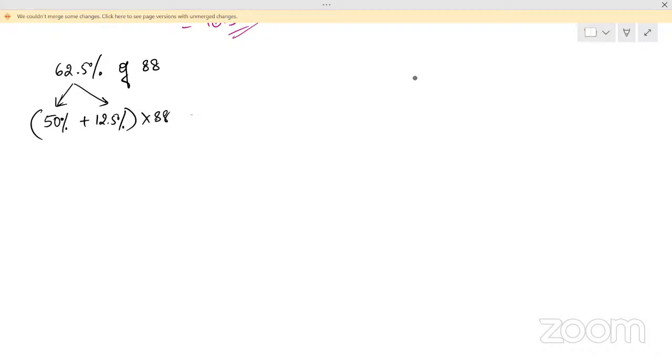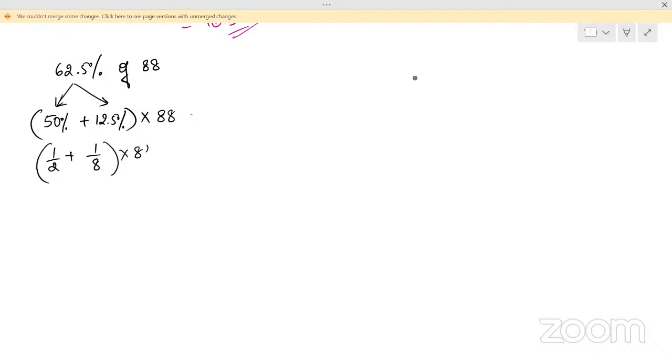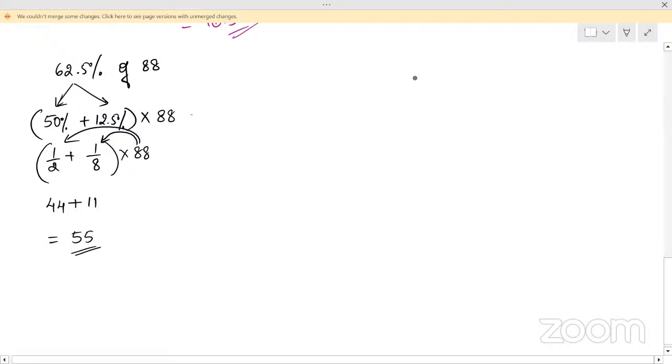What is 50% of 88? Half. 44. And 12.5% is 1/8 of 88. What is half of 88? 44. What is 1/8 of 88? 11. Answer, 55. Is that clear, everyone? Yes. Okay. Last one. I'm going to show this and we'll solve a couple of questions.